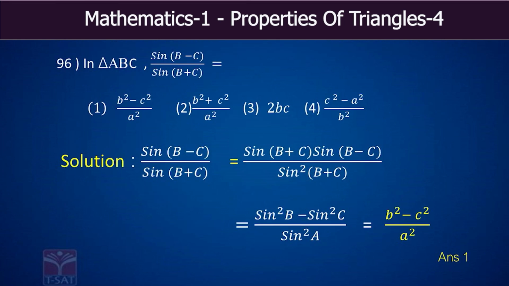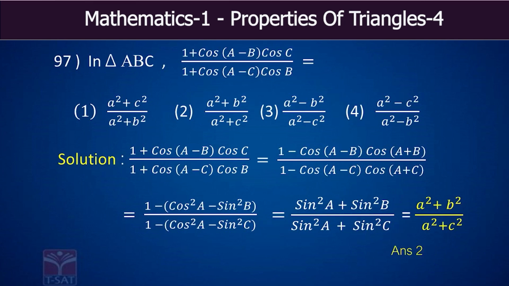In triangle ABC, sin(B minus C) by sin(B plus C) is equal to: 1) b square minus c square by a square, 2) b square plus c square by a square, 3) 2bc, 4) c square minus a square by b square. Sin(B minus C) by sin(B plus C) is equal to sin square B minus sin square C by sin square A. That is b square minus c square by a square. So option number 1.